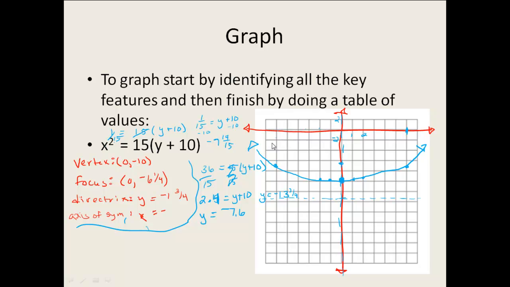Now if our graph had been sideways, we would do the exact same thing. We would start by finding our important points, plot those points, and then we would complete it by doing a table of values.